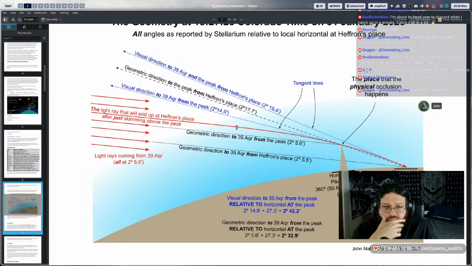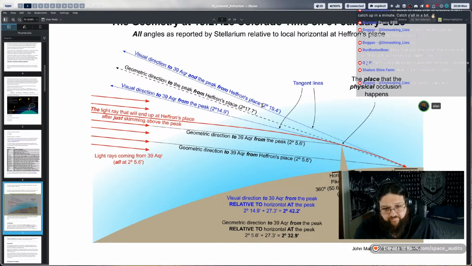Yeah, clearly the picture shows the star and the peak right next to each other at the occlusion time. Fantastic. This is the place that the physical occlusion happens, and that's something that we all agree on. So that's an awesome foundational premise for us to build upon. So here we have the relative angles. We got 219 for the raw globe angle, and it intersects with the apparent position for the observer.